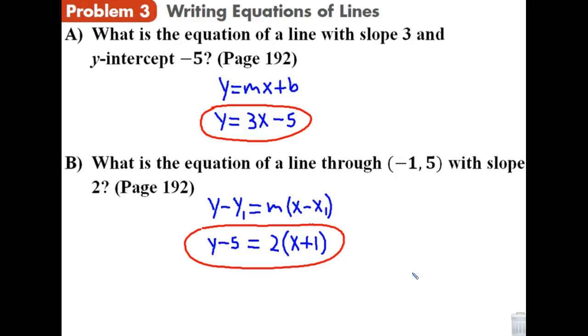All right, part C and D is the same idea. Hit pause again, work through the problem, and then hit play to check your answer.